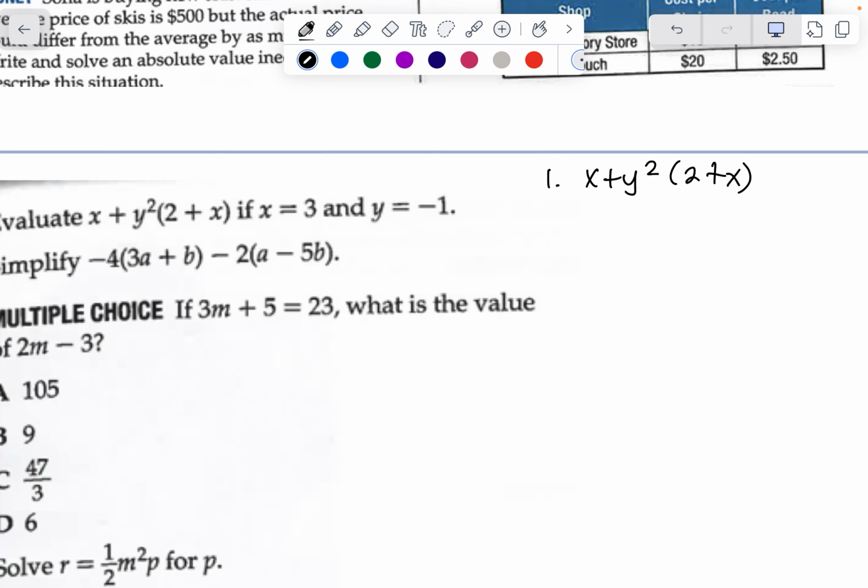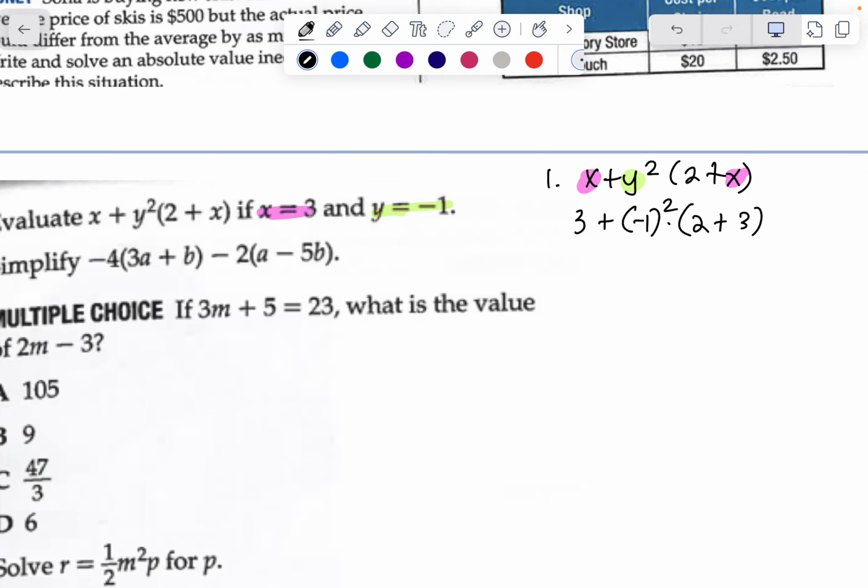But where we see x's, we're going to replace it with 3. Where we see y's, we're going to replace it with negative 1. That's the one we really have to be careful with when we plug it in. So we're going to get 3 plus the quantity of negative 1 squared times, and if you want to put a little dot there to remind you, that's going to multiply 2 plus 3.